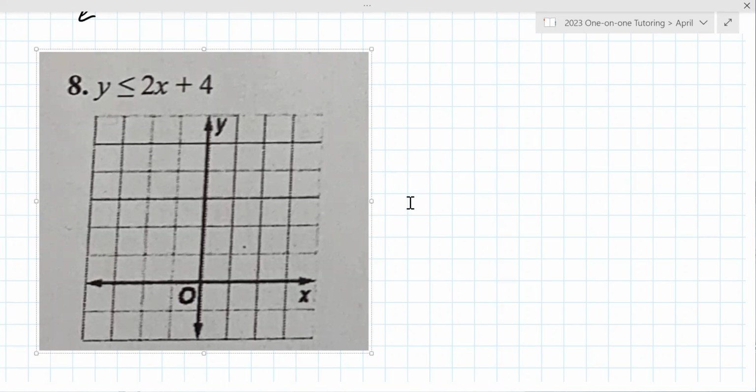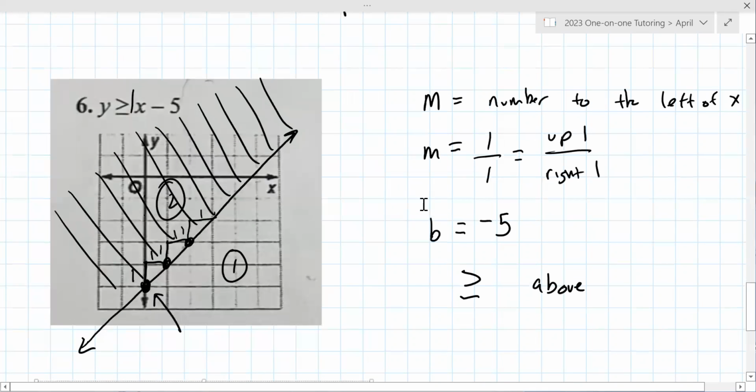I'm kind of confused. Can you scroll up really quick? Sure.